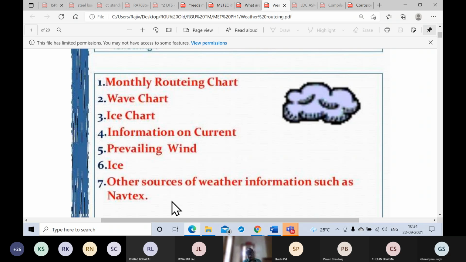If you want, you may note it down because this is a question which does appear sometimes. Weather routing: how it is done, and how will you get information, or what publications you will consult to weather route your vessel. But I'm talking about meteorology here, not navigation. From a meteorological perspective.